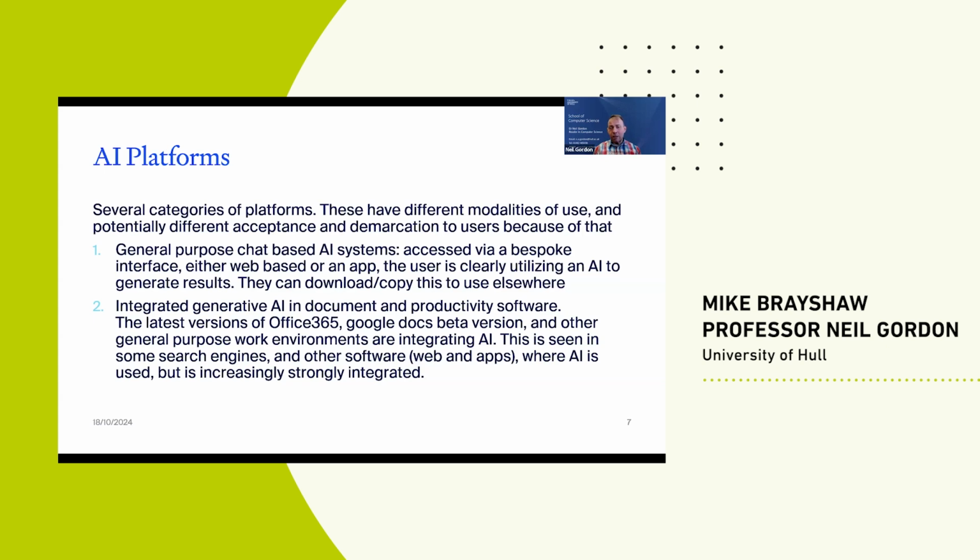In these, students are clearly using AI, they're aware of it. Again, it goes back to discussions we had at the end of the previous talk. But of course, they can download or copy and paste that content and use it elsewhere. There are integrated versions. In Office now, they're integrating Copilot, not the programming version, but the more general purpose version. Google Docs, the beta version had it. I think the full version will have it soon, with Gemini built into it.